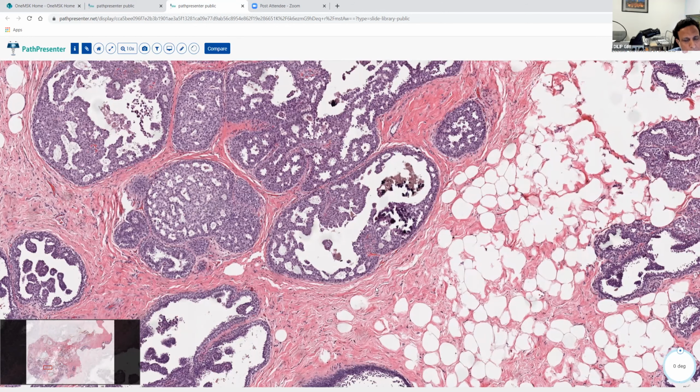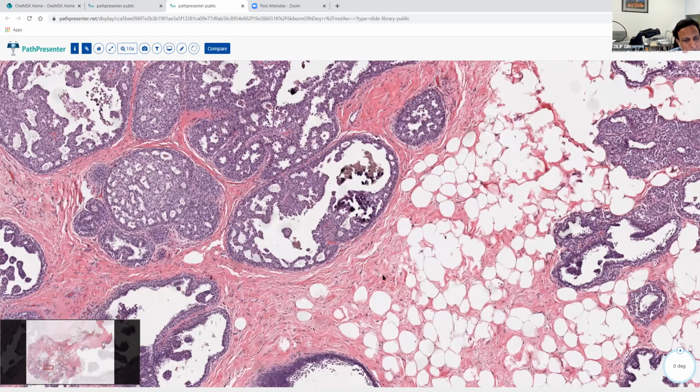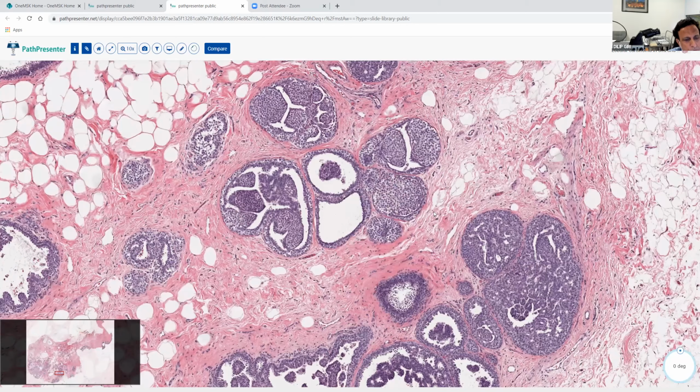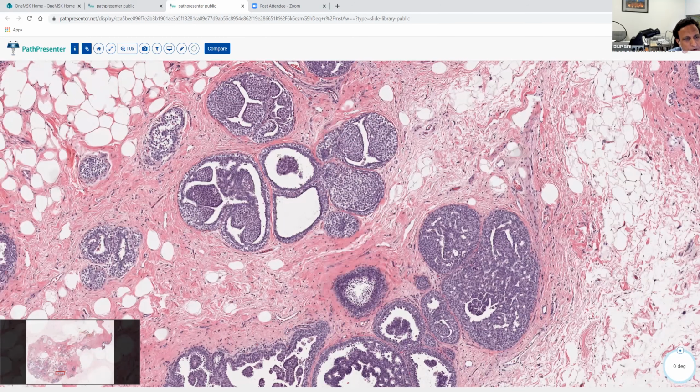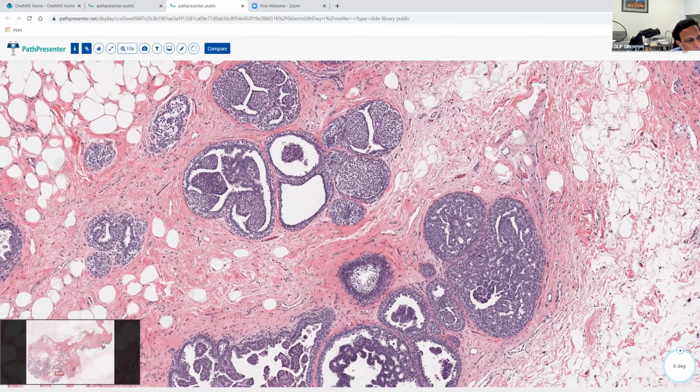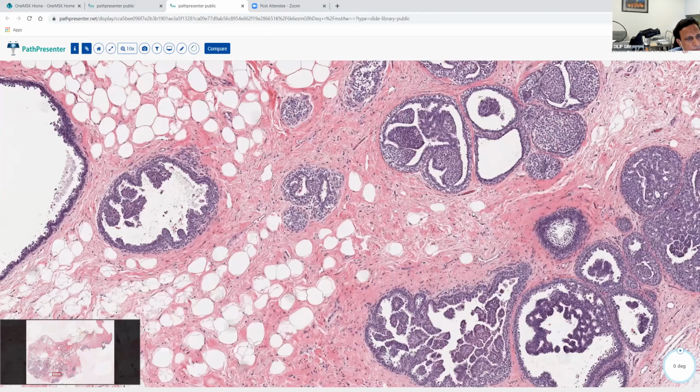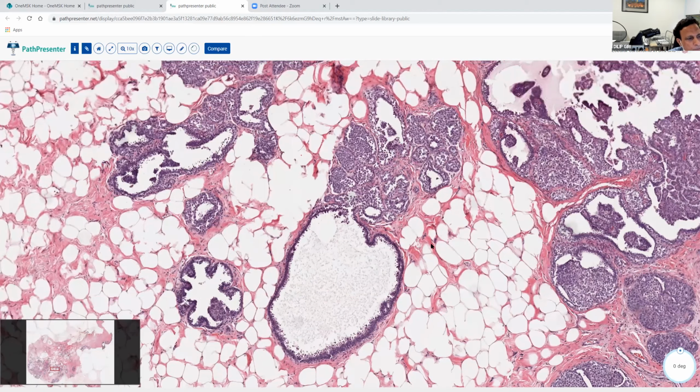Okay, so while we are at it, you may have recognized, right, that these are much larger. That is because they are colonizing bigger ducts. They are not small acini necessarily.